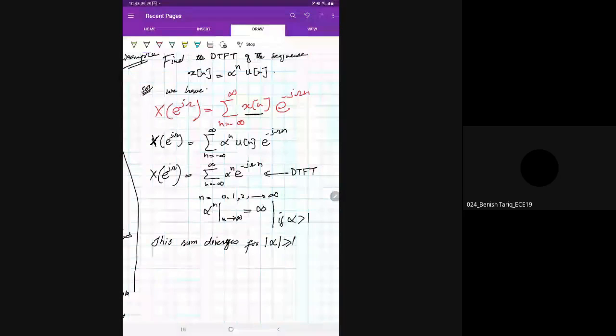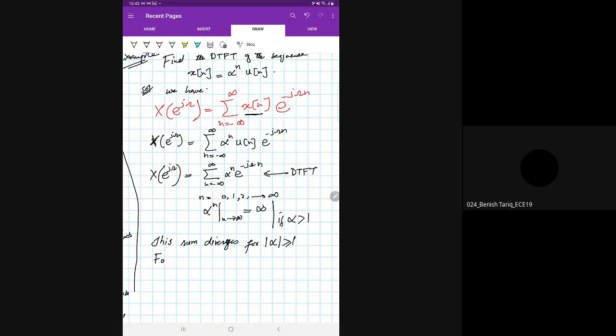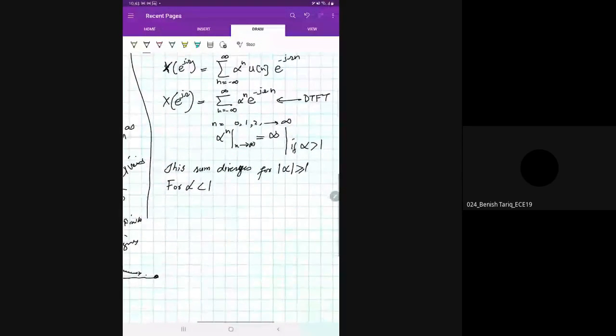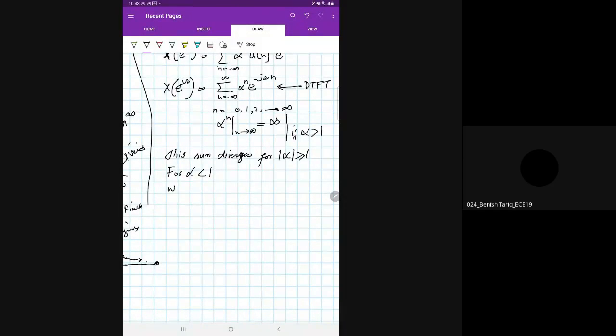But for alpha less than 1, if we assume that it is less than 1, then we have a convergent geometric series. That means our sum will converge then.